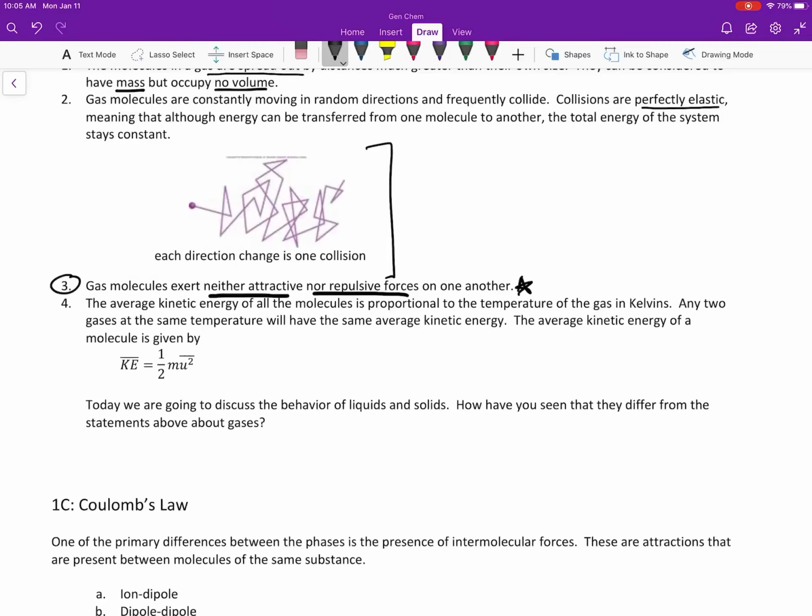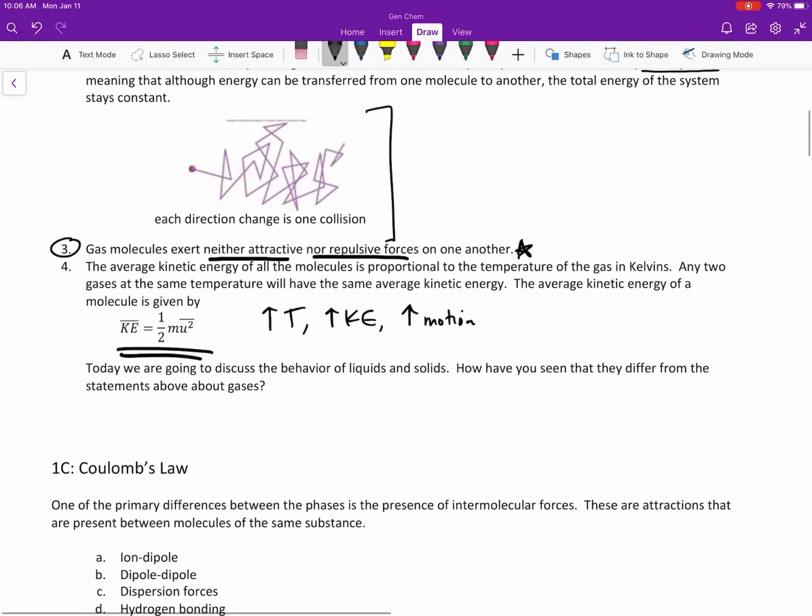The fourth is that the average kinetic energy of all the molecules is directly proportional to the temperature. So we said that as the temperature increases, the kinetic energy increases and the motion of the molecules becomes faster, velocity. Now, this still is going to be true about liquids and solids. As we boil a liquid or as we melt a solid, as we increase the temperature of the sample, the kinetic energy is going to increase, and that's going to contribute to a phase change, which we're going to see in this chapter. So today we are going to begin our discussion of liquids and solids.